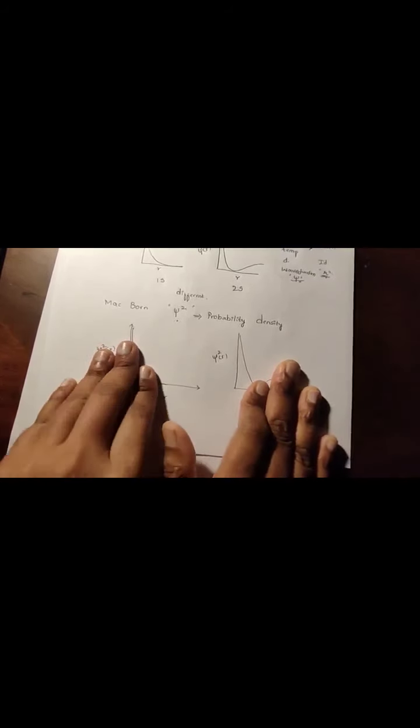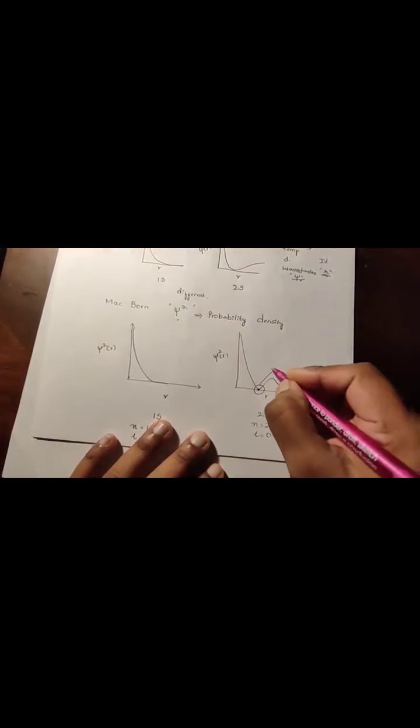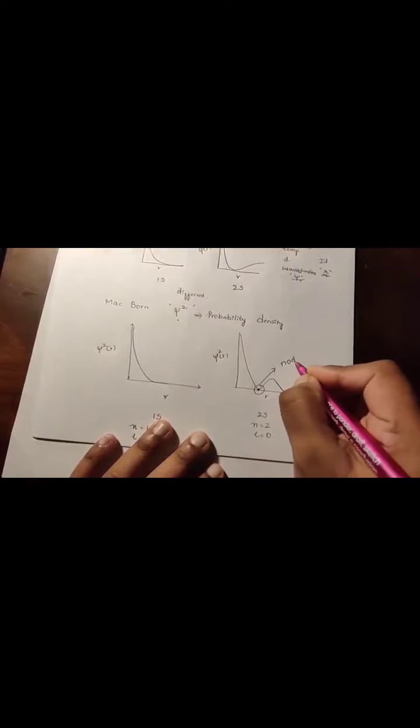So there is some distance, some space where the probability of finding an electron becomes 0 between the 1s orbital and then the 2s orbital. So here is the 1s orbital and here is the 2s orbital. In between the 1s orbital and the 2s orbital, there is a gap where the probability of finding an electron becomes 0. Such regions are known as nodes.